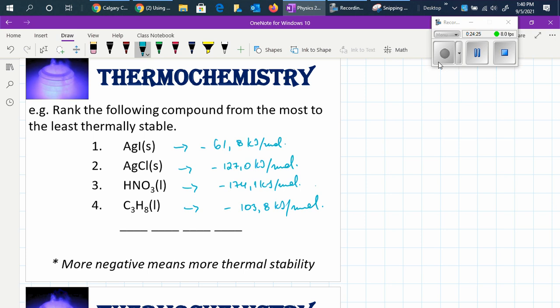So the most negative here is nitric acid. Then the next one is silver chloride. Then the next one is propane. And the last, least stable one is silver iodide. Or if we are using numbers, then it will be 3, 2, 4, and 1. I hope that this makes sense.